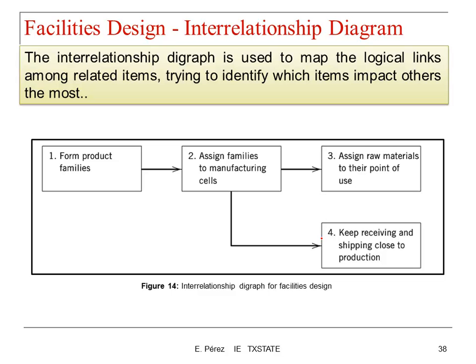Then this is called the interrelationship diagram. This is also called a block diagram. Basically what you're trying to find out is how things are related to each other using arrows. So it's used to map the logical links among related items, trying to identify which items impact the others the most.